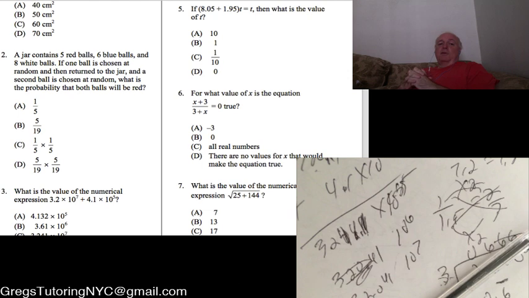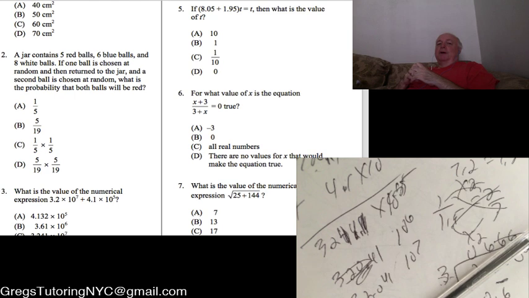So if 8.5 plus 1.95 times t equals t, then what is the value of t? All right, this is a good question. Leo says B. Think it through.